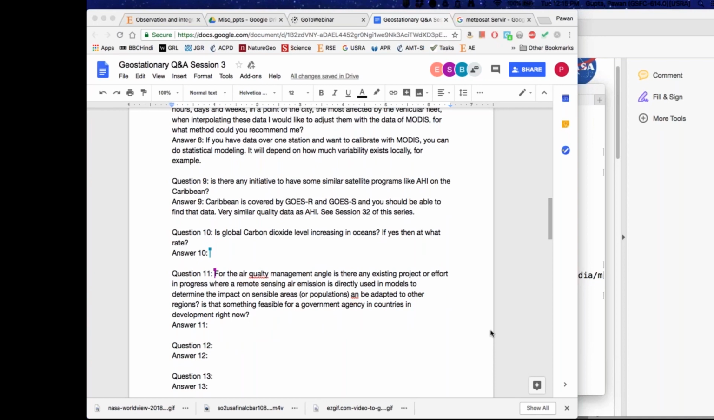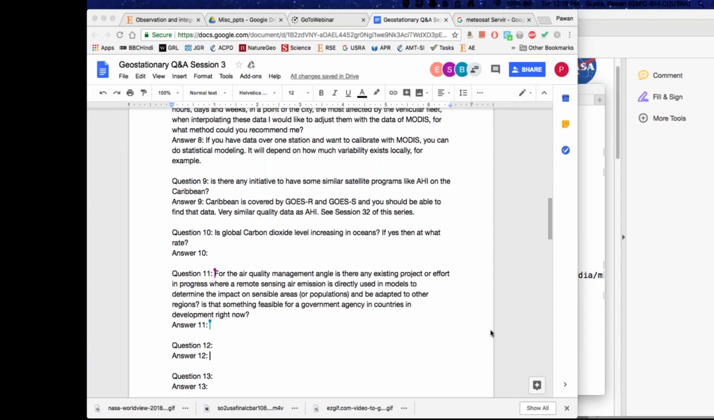Okay, another question. For the air quality management angle, are there any existing projects or efforts in progress where remote sensing air emissions are directly used in models to determine the impact on a sensitive area or population, and can be adopted in other regions? Is that something feasible for government agencies in developing countries right now?